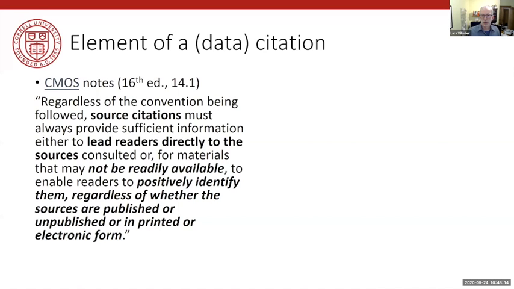So it's worthwhile to just go back to what is actually a citation. In economics, we mostly use the Chicago Manual of Style, and I highlighted here what they essentially call a citation, not a data citation. So source citations, their whole goal is to lead a reader directly to the source, okay? And it's right there in the very first paragraph where they talk about citations. If they are not readily available, whatever that means, it should still allow you to positively identify them, regardless of whether they are published or unpublished, in printed or electronic form.